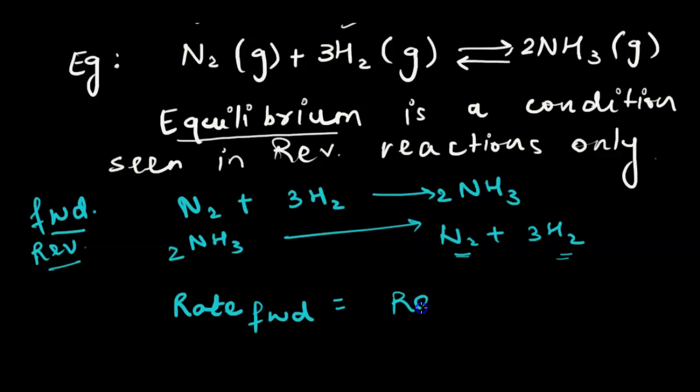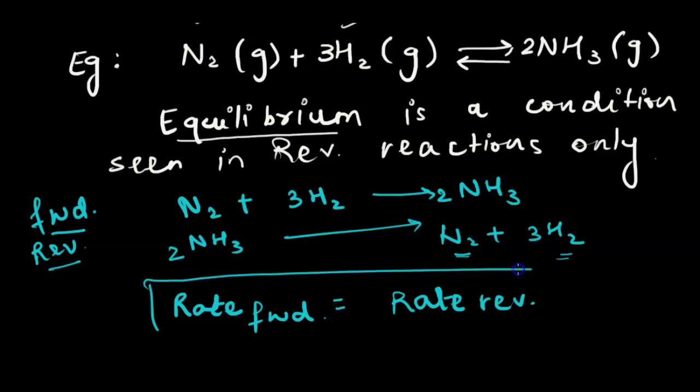When both the forward and reverse rates of reaction are equal, that condition is called the state of equilibrium. That means the speed at which the forward reaction is happening and the speed at which the reverse reaction is happening are going to be the same. That condition is called equilibrium.